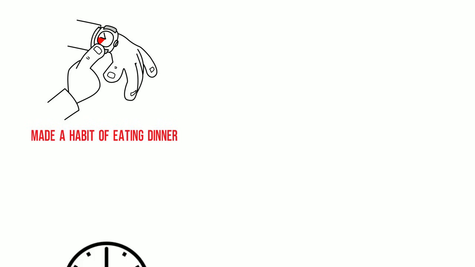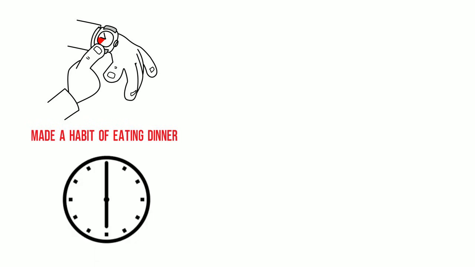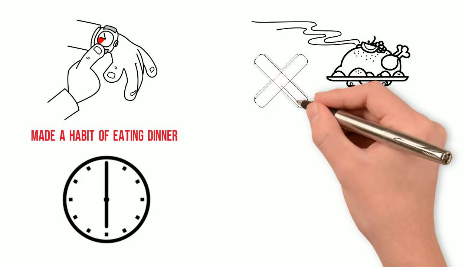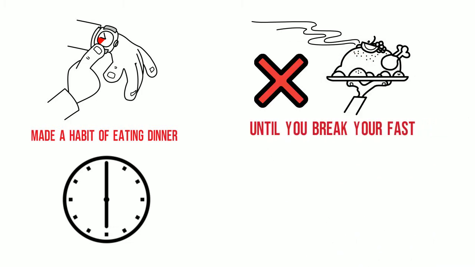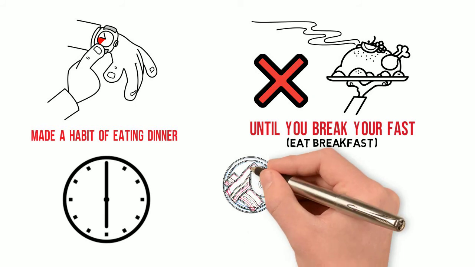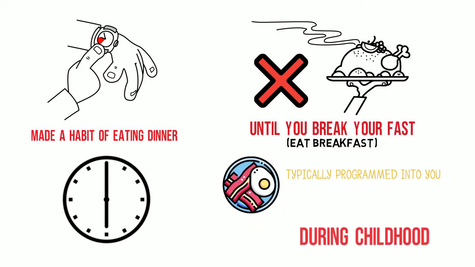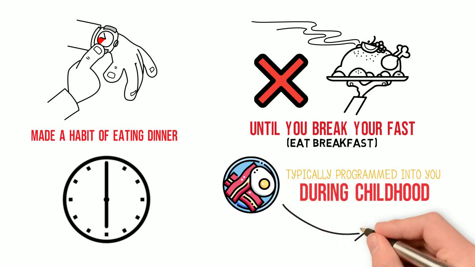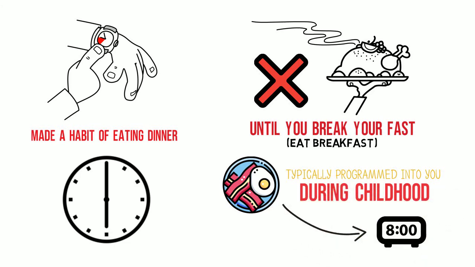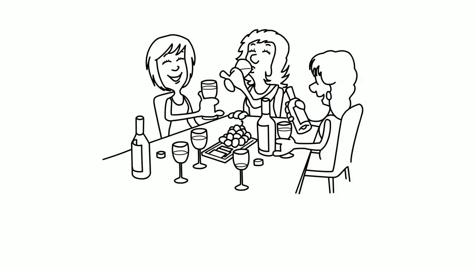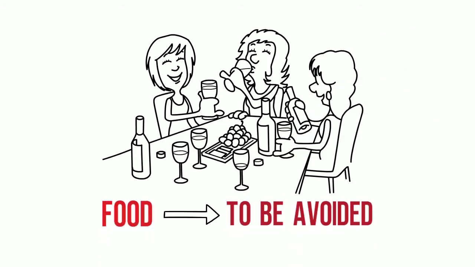Let me explain. Just choose the current time that you have already made a habit of eating dinner. In this example, we will assume 6 p.m., and you will have no further food after that dinner until you break your fast. Eat breakfast. Without realizing it, when you eat your breakfast will just be another habit that is typically programmed into you during childhood. I will assume that breakfast is currently 8 a.m. View alcohol and drinks other than water as food during that fasting period, so they are to be avoided.